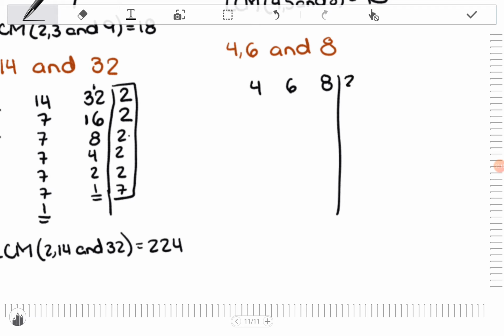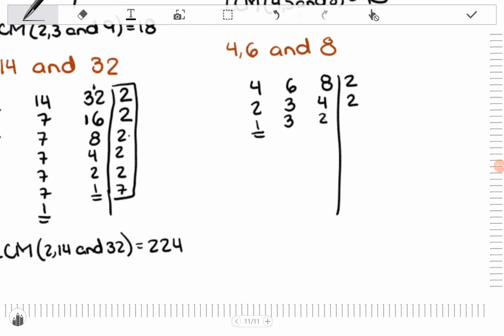We start with the 2 because they're all divisible by 2. 4 into 2 is 2 times. 6 into 2 is 3 times. 8 divided by 2 is 4. So once again we can use the 2. 2 divided by 2 is 1. 3 divided by 2 is not possible, so we bring the 3 down. 4 divided by 2 is 2, and that's it. We already finished this one. We have these 2 missing.